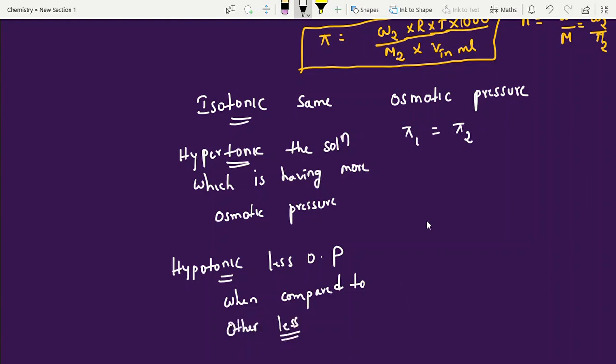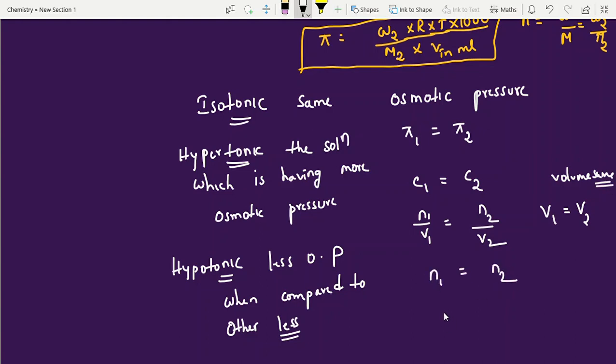Okay, that's it. Pi 1 equal to pi 2. That is nothing but C1 equal to C2. What is C1, students? N1 by V1 equal to N2 by V2. So volume here is the same. If volume is the same, V1 equal to V2, then N1 equal to N2. N1 is nothing but W1 by M1 equal to W2 by M2. Number of moles equal to weight by molecular weight, right? So solute with solute, solvent with solvent, you can write like this.